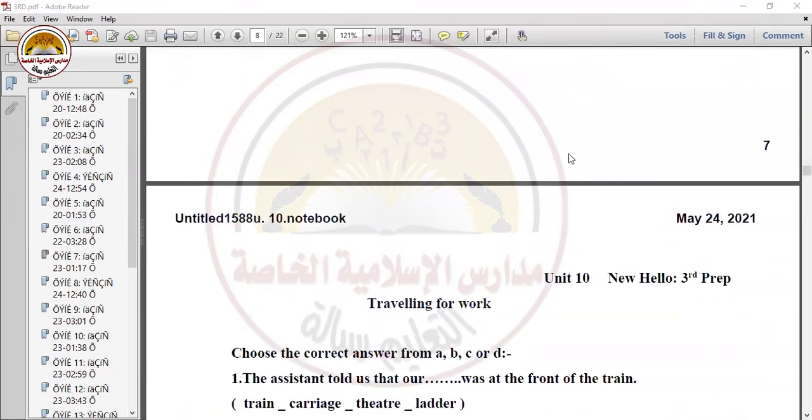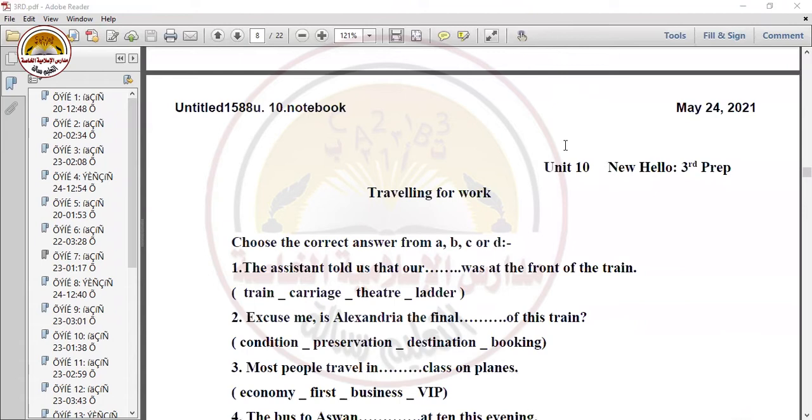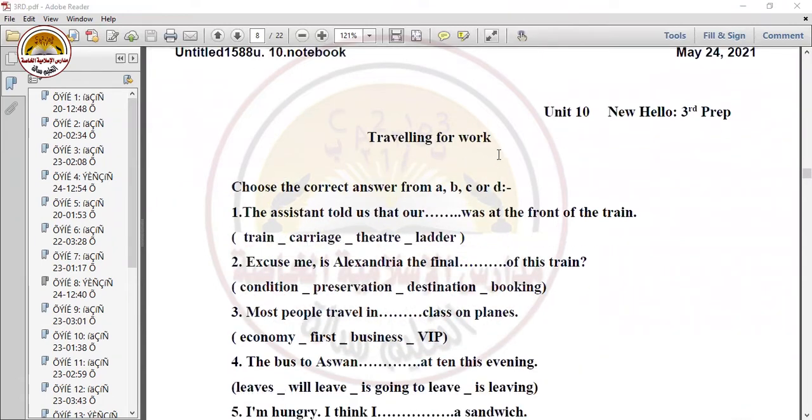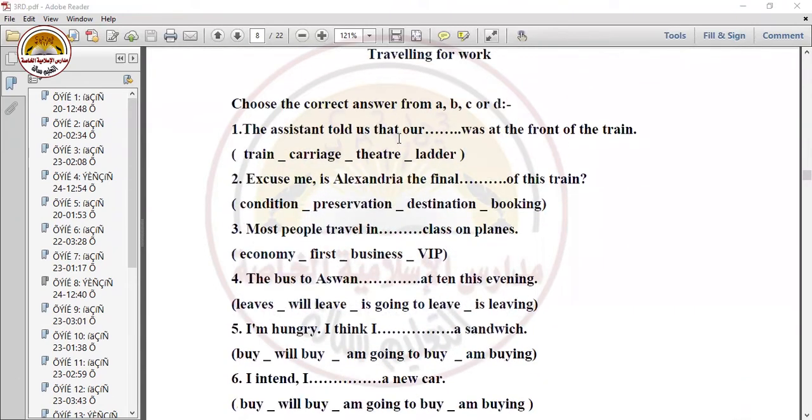Let's see. We have a short quiz. Choose the correct answer from A, B, C, or D. Number one, the assistant told us that our space was at the front of the train. Train, carriage, theater, ladder. Carriage. Very good, Ahmed. Yes, carriage means a part of a train.